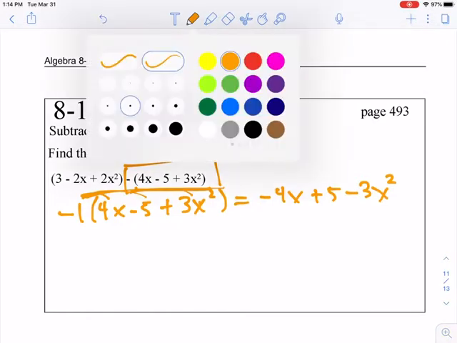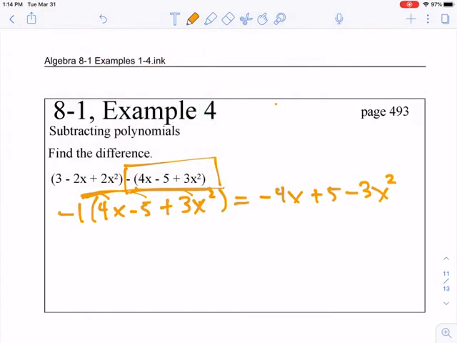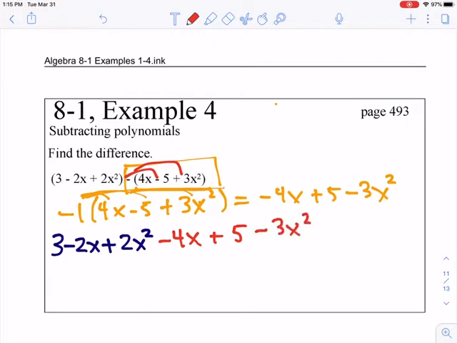So when we rewrite this, we'll rewrite this first one in purple. We drop our parentheses on the first term because there's nothing outside of it. And then when we get to the second set of terms, we're going to apply that negative. So we have -4x, and then this negative applies that negative, so that becomes +5. Also think of it sort of as multiplication. Negative times negative is positive. And then negative times positive will give me a -3x squared.